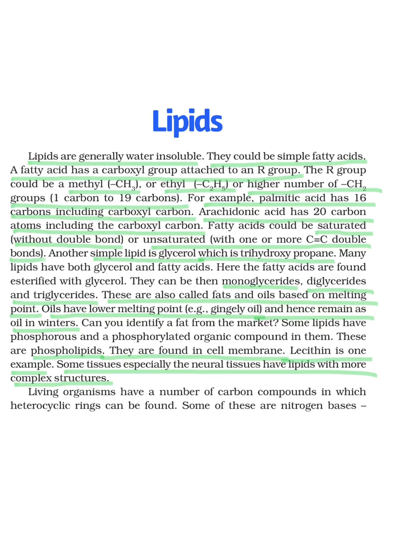For example, palmitic acid has 16 carbons including the carboxyl carbon. Another example is arachidonic acid. It has 20 carbon atoms including the carboxyl carbon. The carboxyl carbon is the carbon to which the carboxyl group is attached.